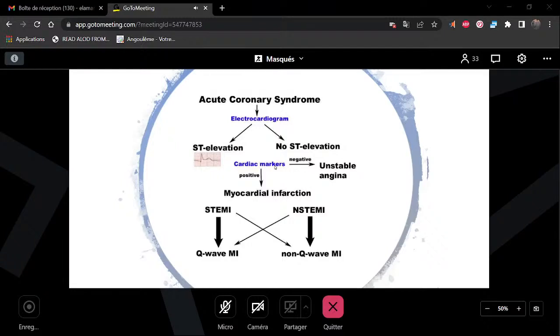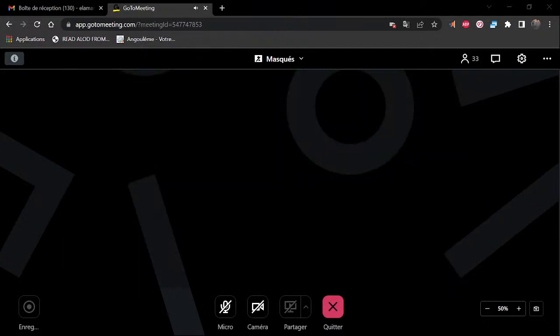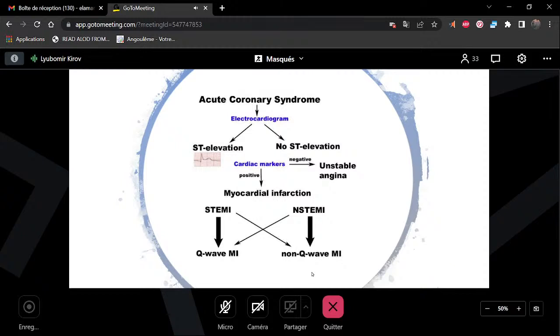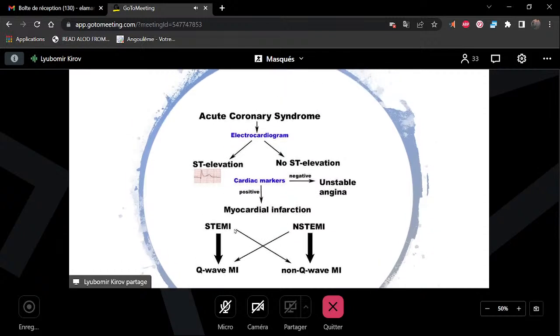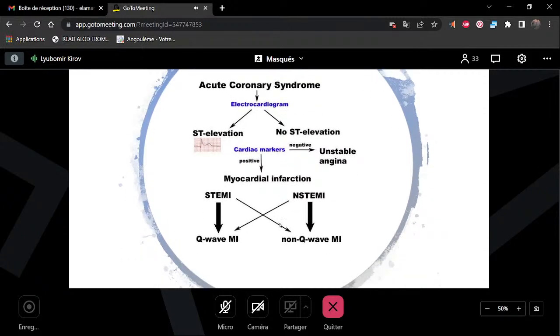Those cardiac markers are positive. The myocardial infarction in the absence of ST elevation will be what type? Non-STEMI. Okay, but just to remind you too that sometimes STEMI may present with the absence of Q wave, and non-STEMI may present with the presence of Q wave.